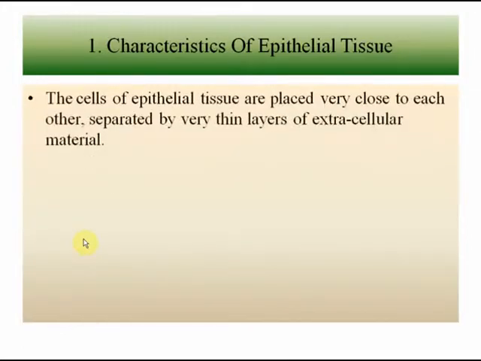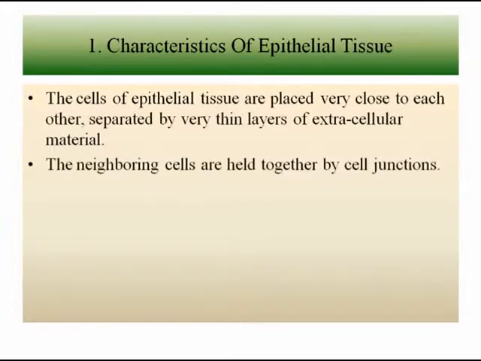So, the first characteristic is that the cells of epithelial tissue are placed very close to each other, separated by very thin layers of extracellular material. It is well known that epithelial cells are packed tightly together with almost no intercellular spaces and only a small amount of intercellular substance. So, why is it so? See, if the cells were not adjoined to one another, it would be a leaky border, and this would be no good. Liquids from inside us would drop out. Funny, no? So, the cells of epithelial tissue are closely packed.